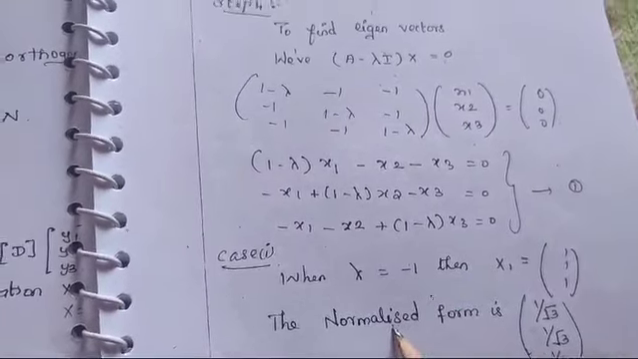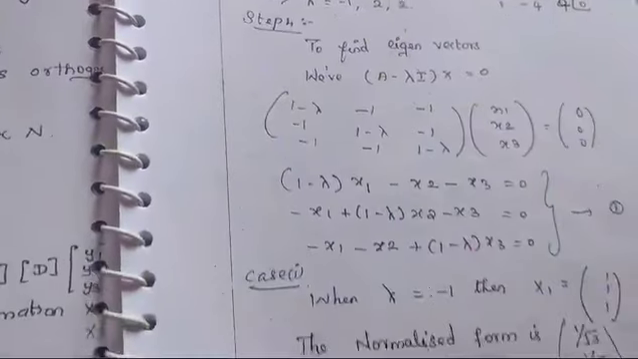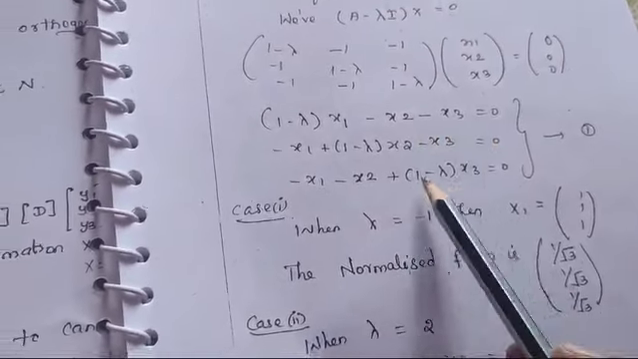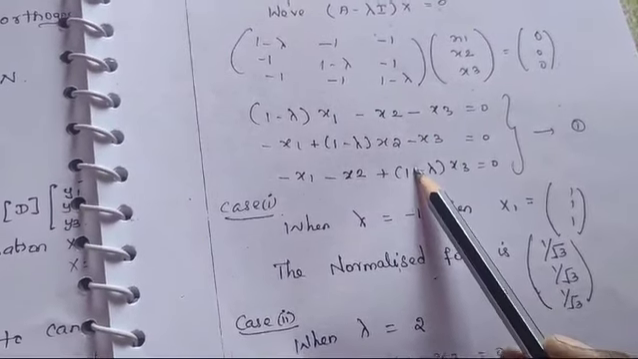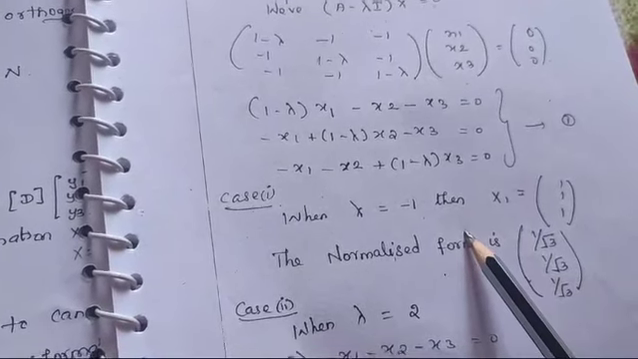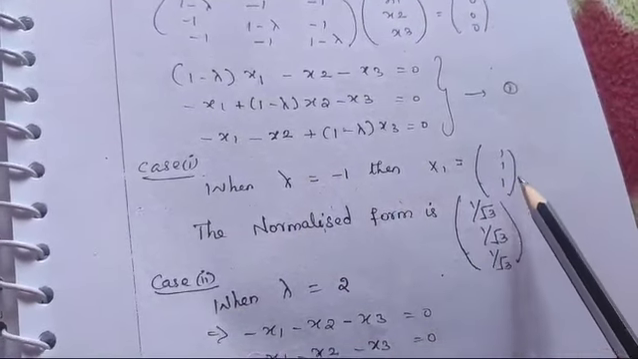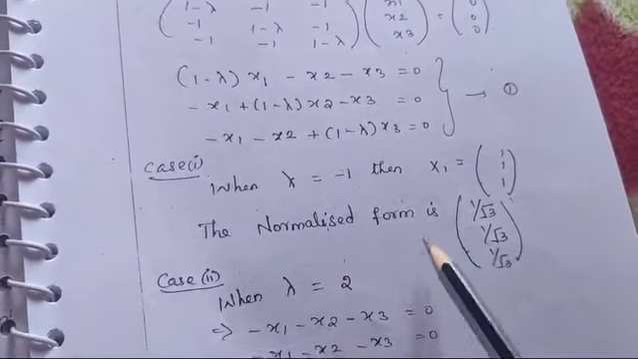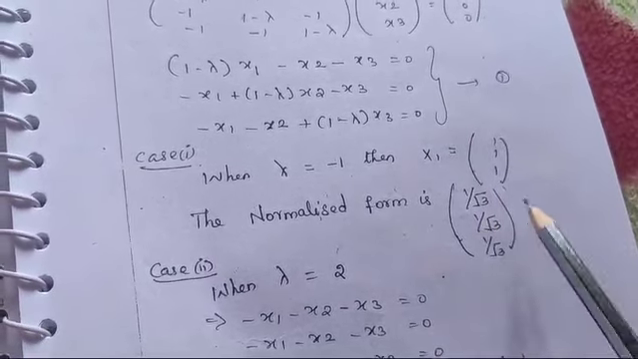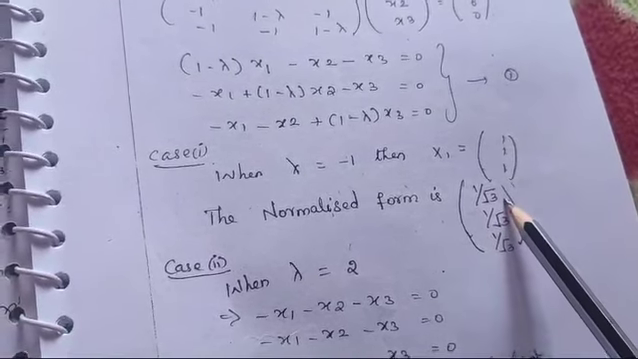The first case: we have found the eigenvalues are minus 1, 2, 2. First we substitute lambda equal to minus 1 and frame the equation. Solve the equation by the cross multiplication method. We find the eigenvector x1 equal to 1, 1, 1. The normalized form of this eigenvector is 1 by root 3, 1 by root 3, 1 by root 3. The root 3 is the square root of 1 square plus 1 square plus 1 square, which we get as root 3.